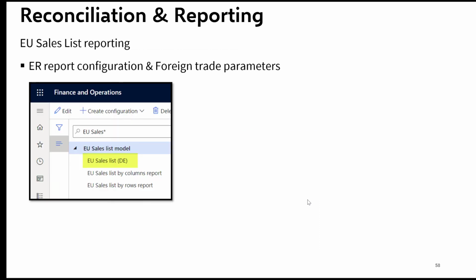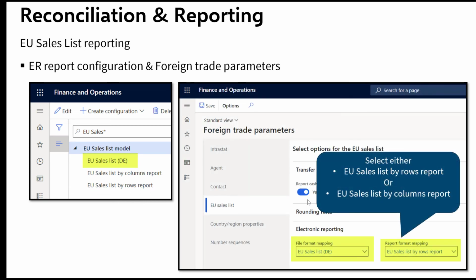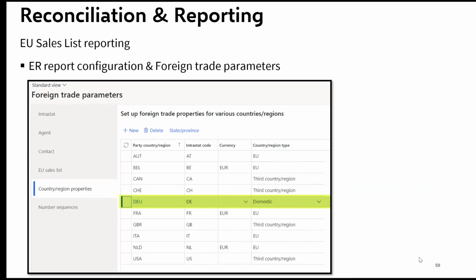Then the next thing is you have to import the EU sales list electronic report in Dynamics 365. Once that is done, in the foreign trade parameters, you select this file format mapping, and then you select either to create the report by rows or by columns. I will show you the difference in a minute. The other important thing is that you need to set up your country and region properties, to let Dynamics know whether this is a European Union country or not.